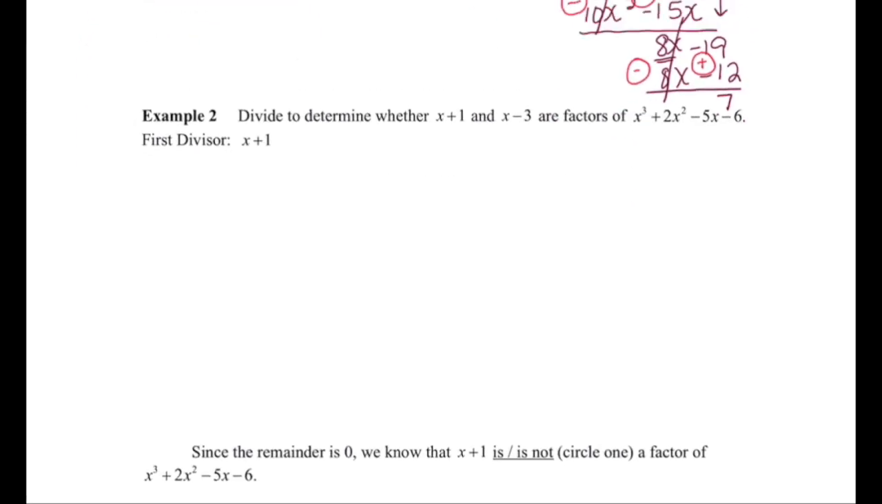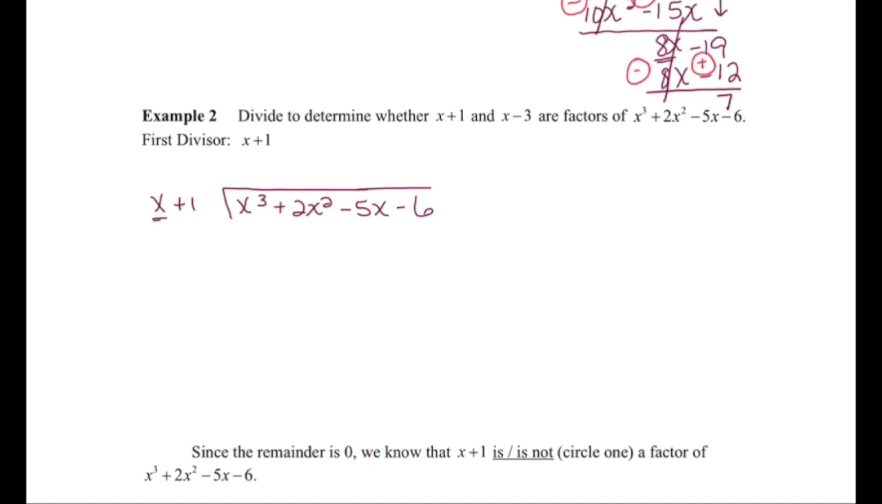We want to determine if x plus 1 and x minus 3 are factors of x cubed plus 2x squared minus 5x minus 6. So the first thing we'll do is, if it's a factor, it will divide out evenly. Let's start with x plus 1. Our first divisor is x plus 1. I have x cubed plus 2x squared minus 5x minus 6. It's written in descending order. I have cubed, squared, first power, and then no powers, so I'm not missing any powers along the way.